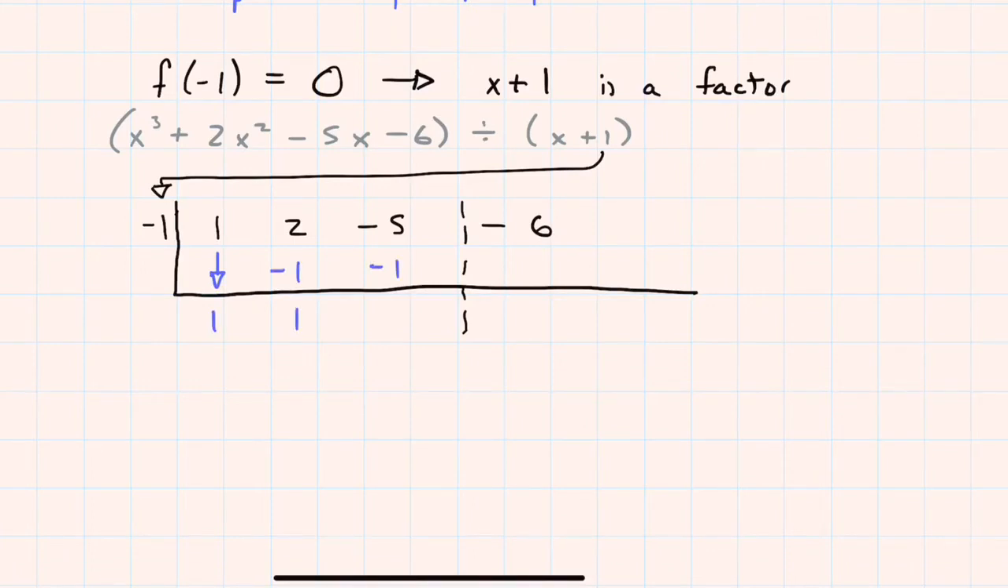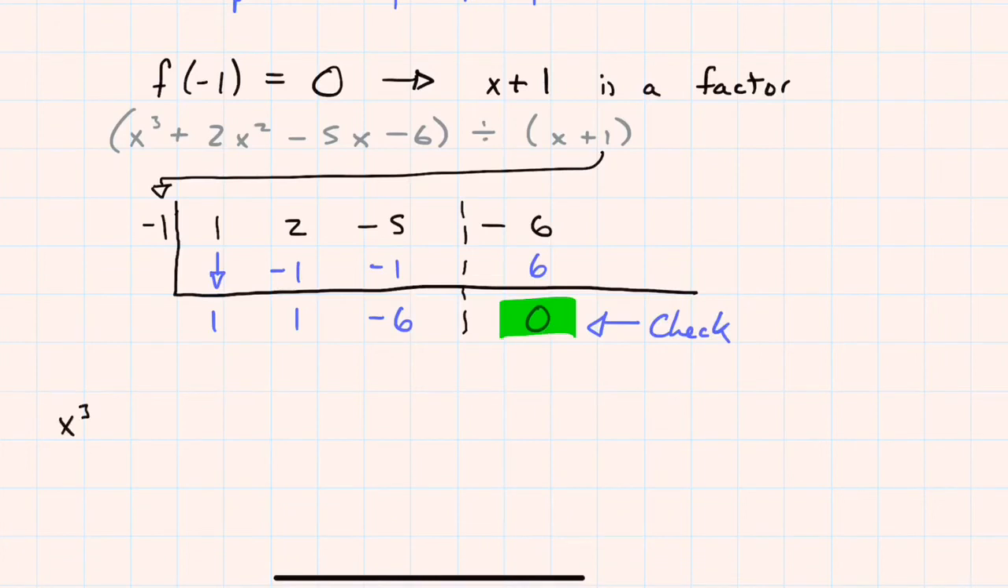Negative 1 times 1 is negative 1. Negative 5 plus negative 1 is negative 6. Negative 1 times negative 6 is positive 6. Negative 6 plus 6 is 0. So it's always a good check. Because it's supposed to be a factor, the remainder should be 0. If you don't get a 0 at the end there, then you probably made a mistake somewhere.